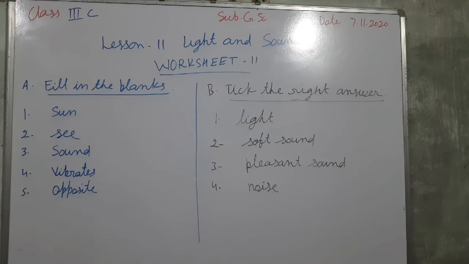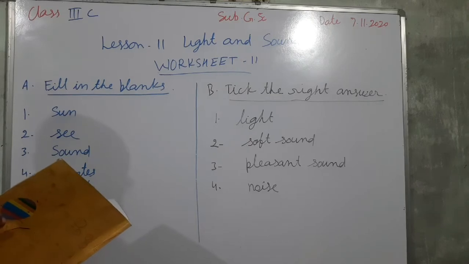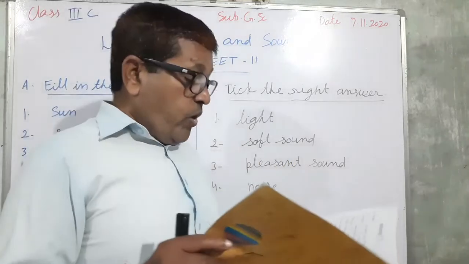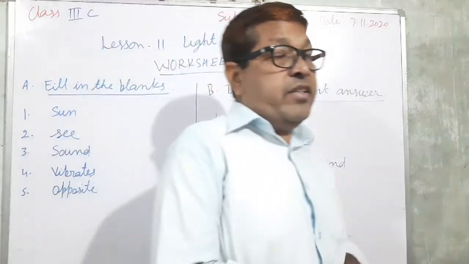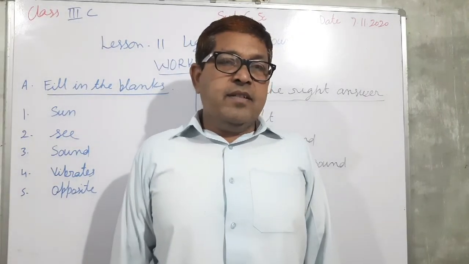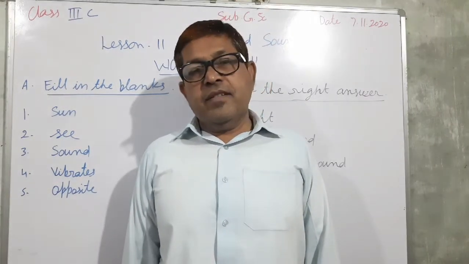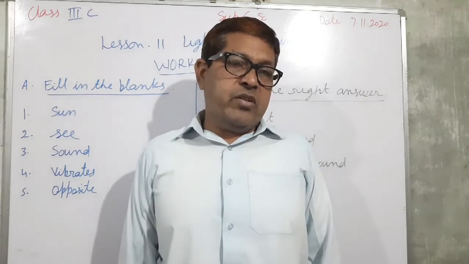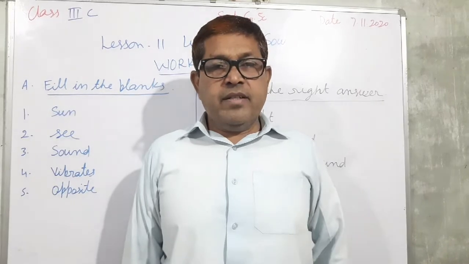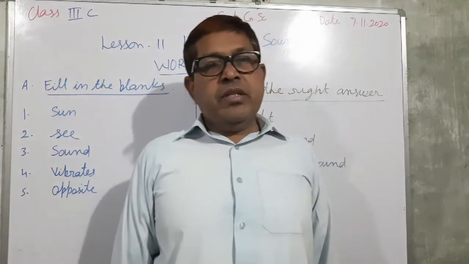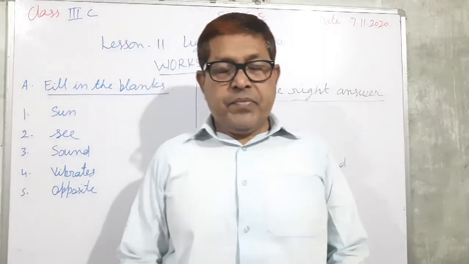Now we have to see a few questions of section C. Answer the following. What will happen if there is no light? You know that answer? We will not be able to see the object in absence of light. In absence of light, we will not be able to see the things around us.